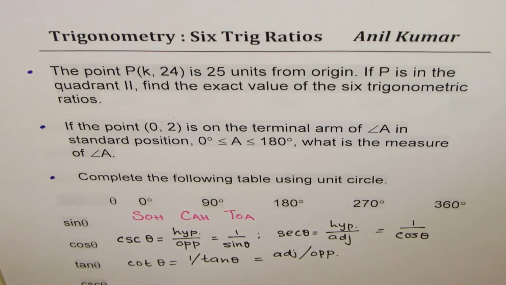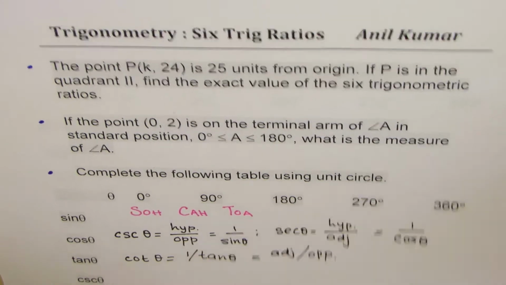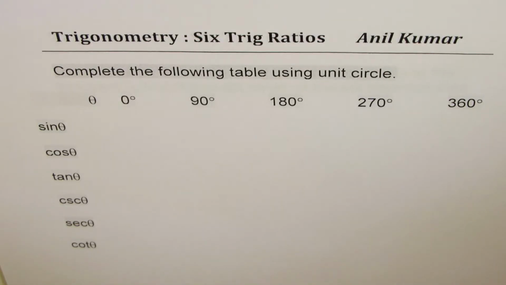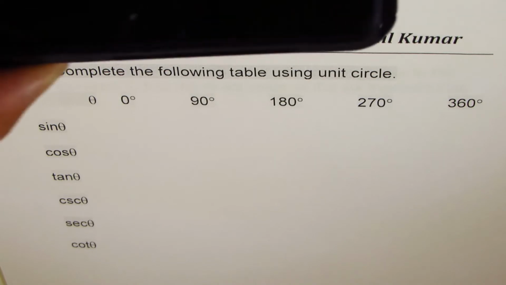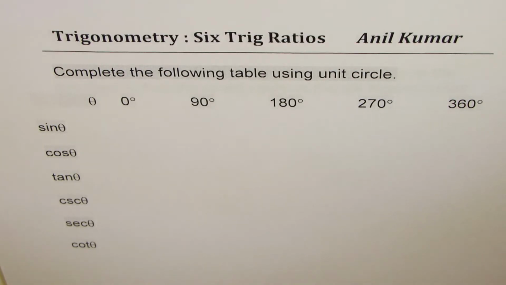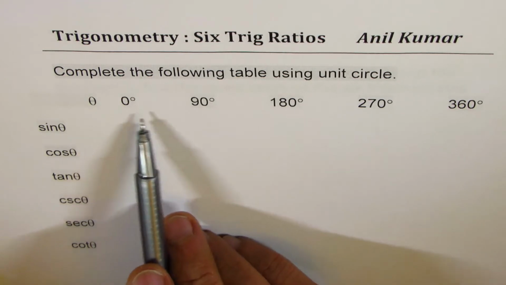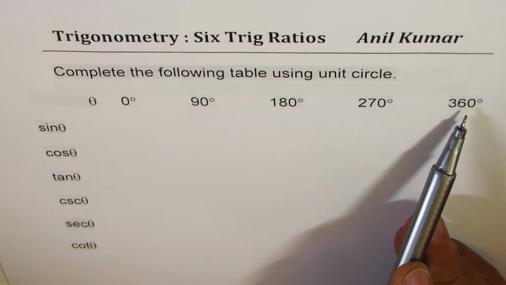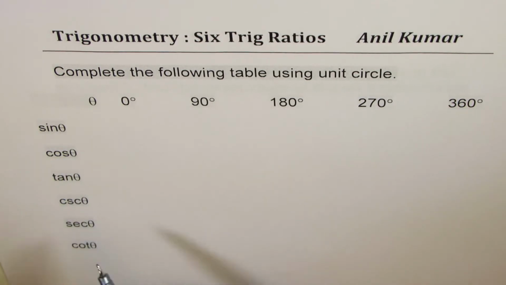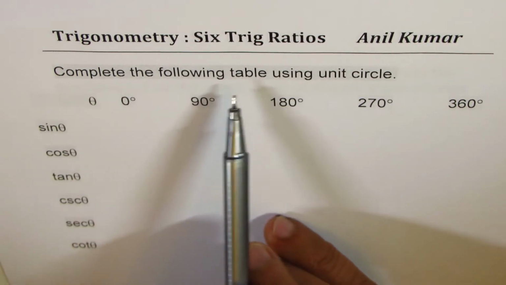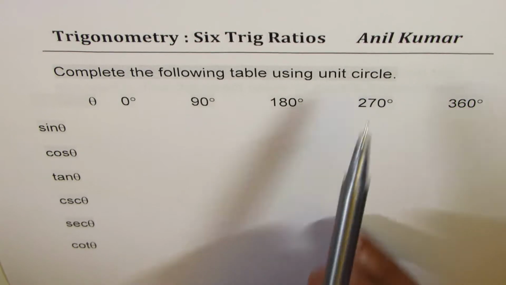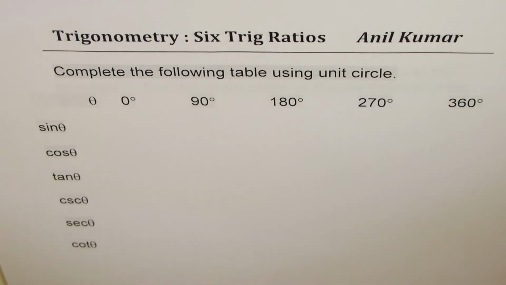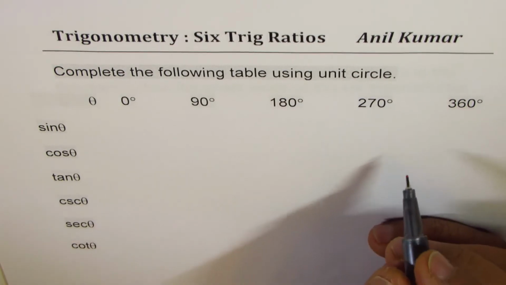Since I'm taking 3 very important questions, it might take a bit longer, so have patience. We'll actually begin with filling up the table for all 6 ratios. So here we have different degrees, which are 0, 90, 180, 270 and 360. And we are going to fill this table. The question is, complete the following table using unit circle. So let me talk about unit circle.